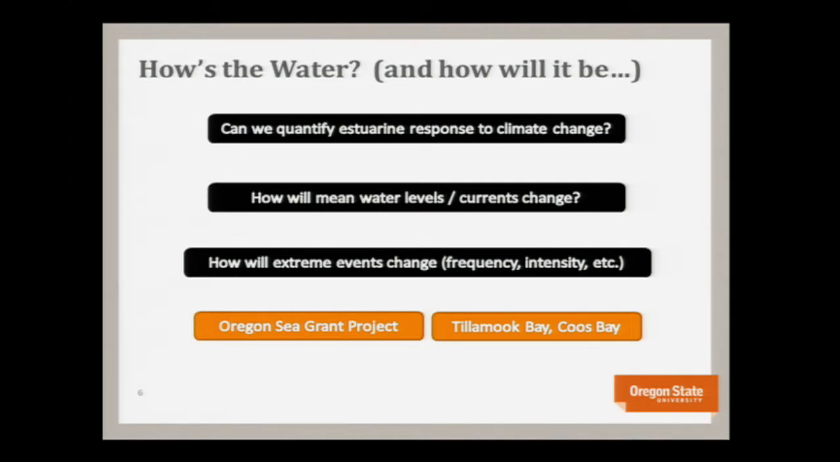So what we're interested in is, can we actually quantify the hydrodynamic response of estuaries to climate change? There's different ways that you can look at this. You can interest yourself in mean variables, changes in mean elevations, and so on. You can focus more on extreme events, such as changes to the 20-year or 50-year water elevation. This is a project funded by Oregon Sea Grant. We're looking at Tillamook Bay and Coos Bay, and today I'll be talking just about Tillamook Bay.